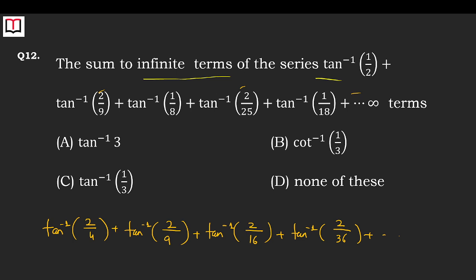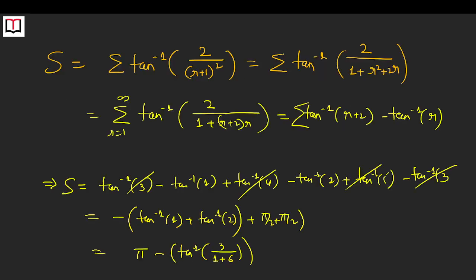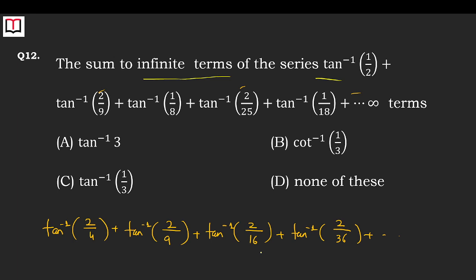Let's check it once, I wish that you people check it once. It was tan a plus tan b, so tan inverse of a plus b upon 1 minus ab. So it doesn't make a lot of difference, no? It's 3 by 5, no? But that's not an option. None of these is an option.